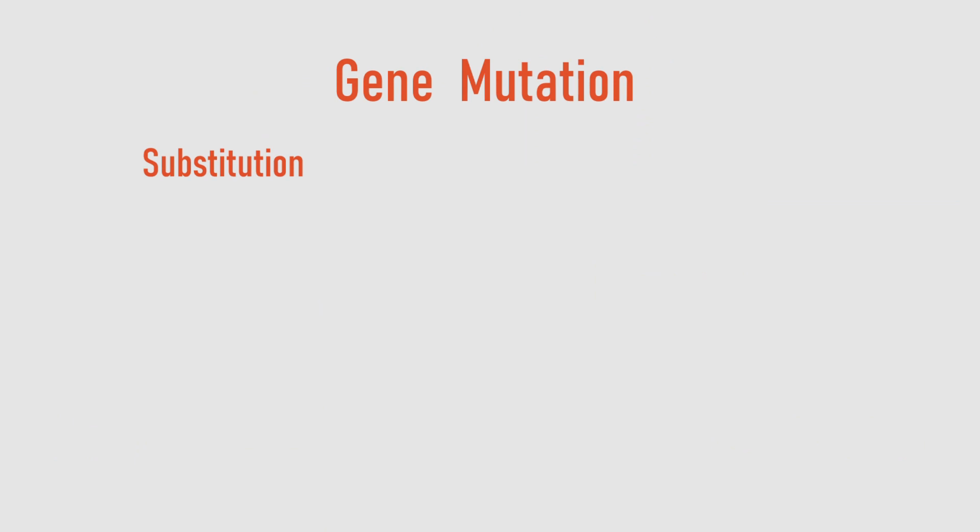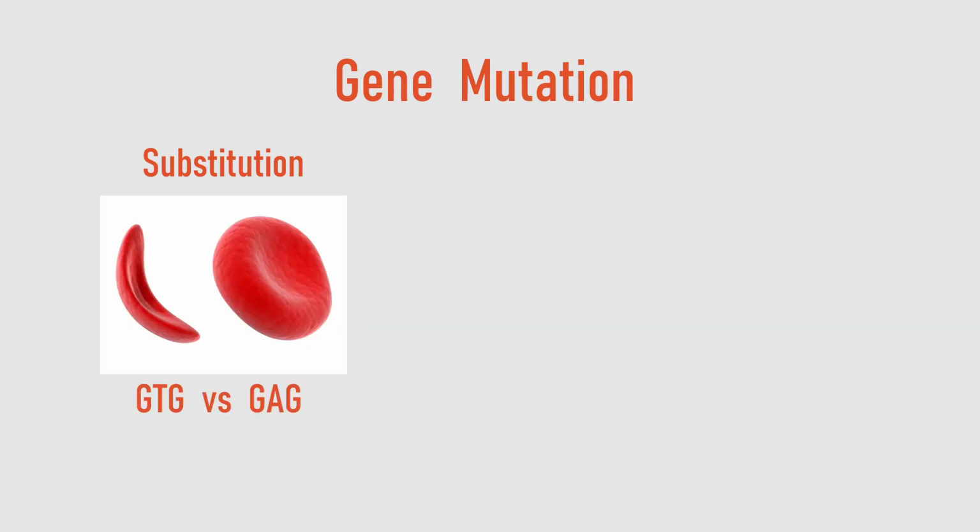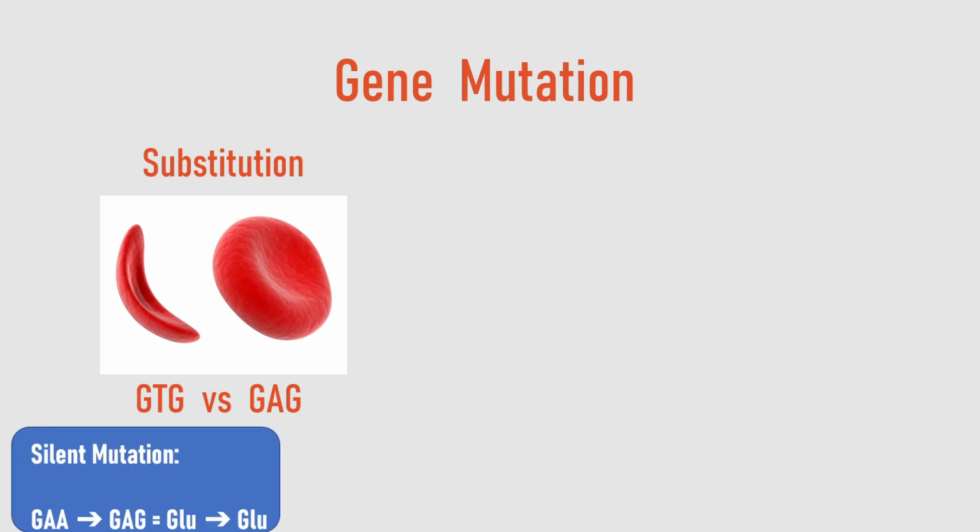An example of a substitution mutation is sickle cell anemia, where glutamic acid, or GLU, is changed to valine, or VAL, due to the substitution from adenine to thymine, which is from GAG to GTG, which ultimately affects the hemoglobin gene. Sometimes during substitutions, the mRNA would still produce the same amino acid as before. Known as a silent mutation, it would still express the same phenotype, despite the different codons.